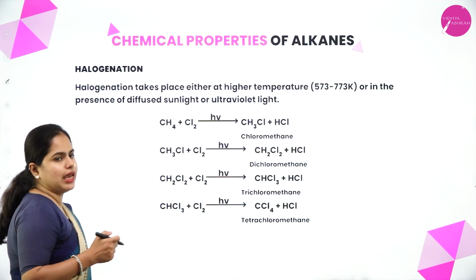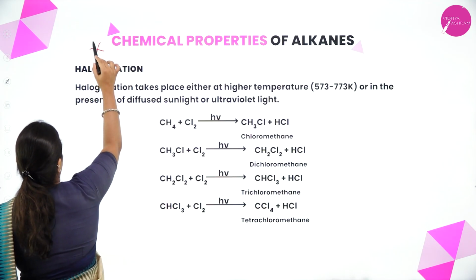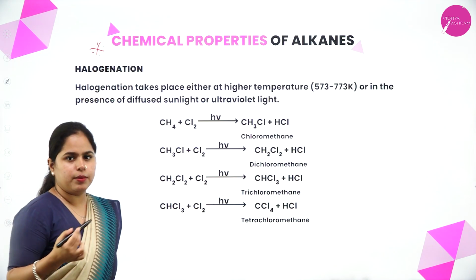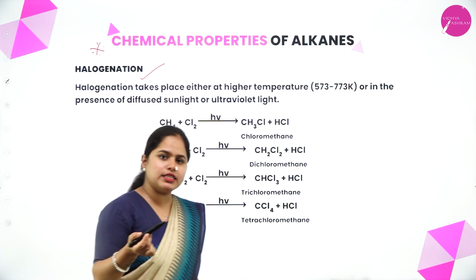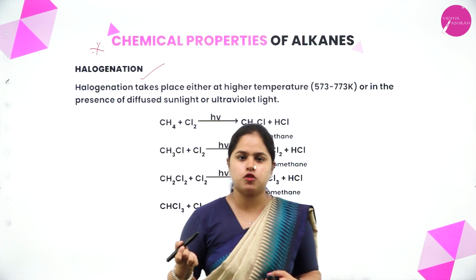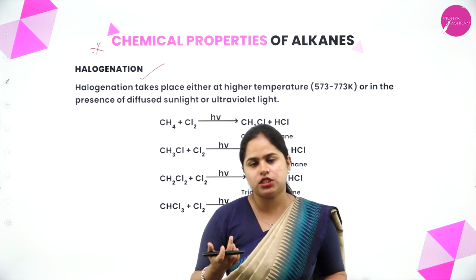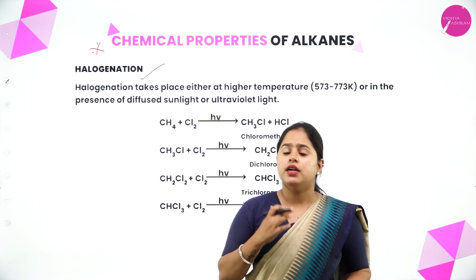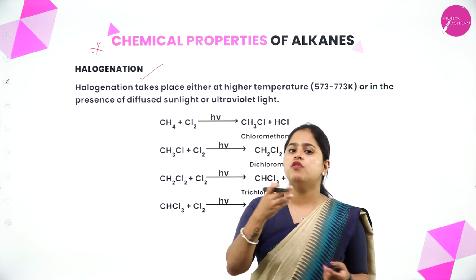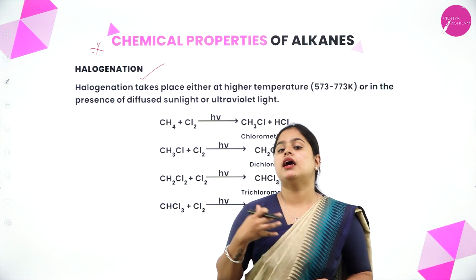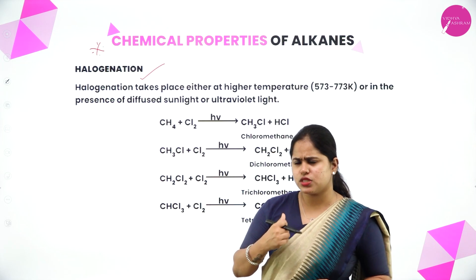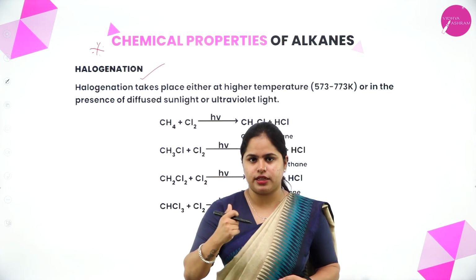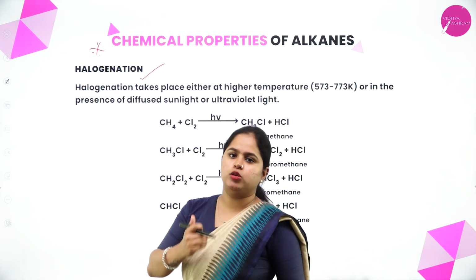Now, moving on to the chemical properties of alkanes. The first one is halogenation. We have already studied, when we were studying the methods of preparation, what hydrogenation means: addition of hydrogen. Dehydrogenation means removal of hydrogen. Decarboxylation means removal of carbon dioxide. In the same way, what will halogenation be then? Yes, we are going to add halogen here.